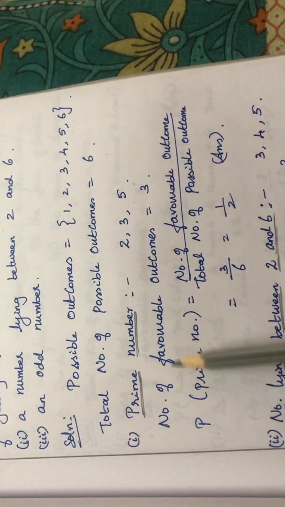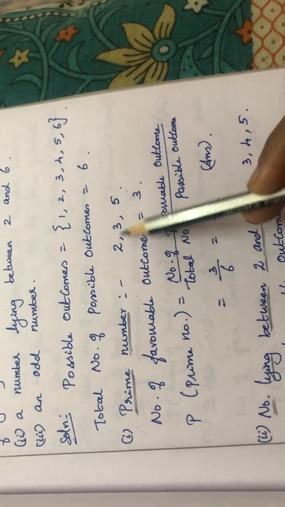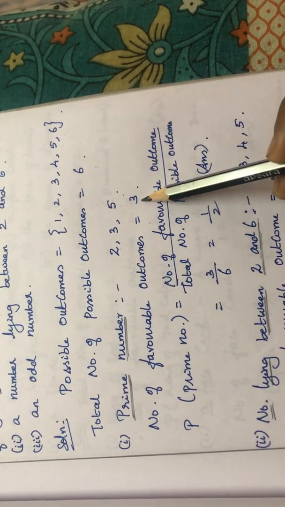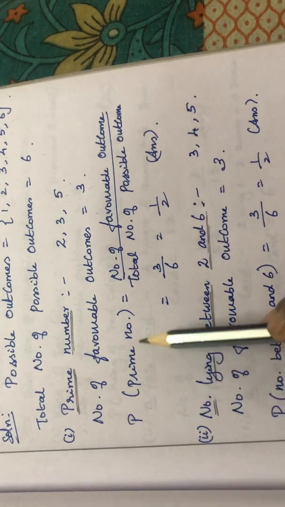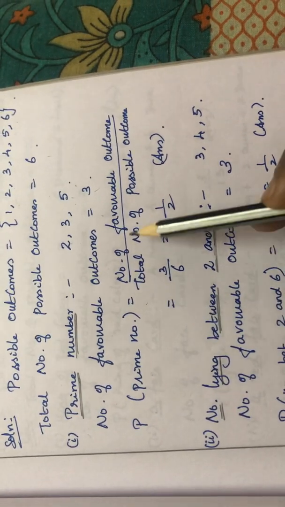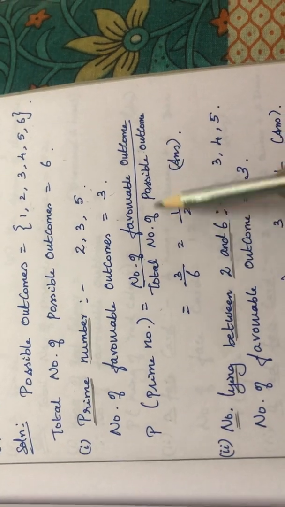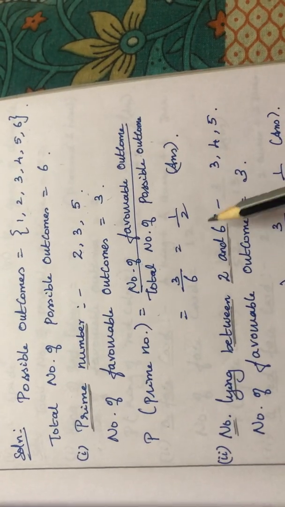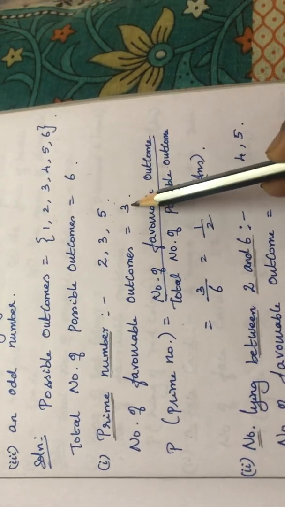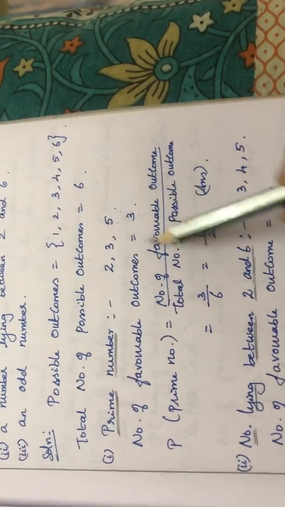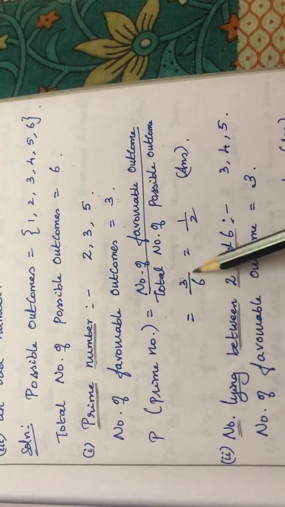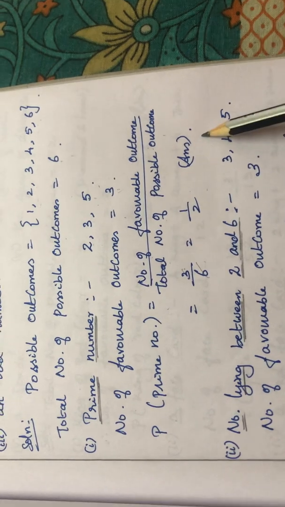So the number of favorable outcomes is 1, 2, 3, so we are writing it as 3. Therefore, probability of a prime number is equal to number of favorable outcomes divided by total number of possible outcomes. So 3 by 6, since total possible outcomes is 6 as we have found. When I simplify, 1 by 2 is the answer.